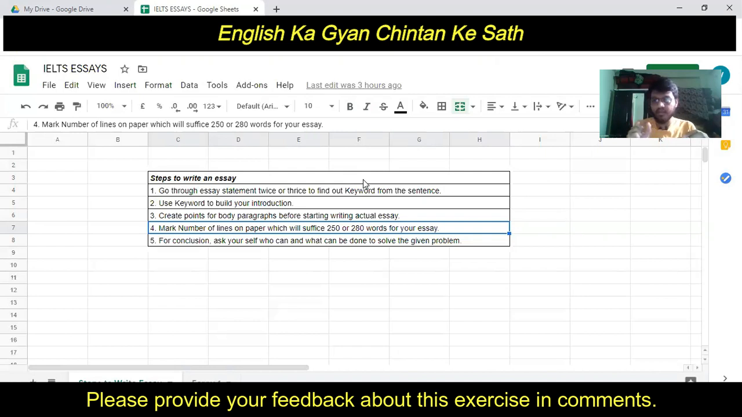Before you start writing your essay in your real examination, it is really necessary to mark that up to this particular line I will write my introduction, these many lines will cover my paragraph number 1 for the body, these many lines will cover my paragraph number 2, and these many lines I will utilize for my conclusion. That kind of planning has to be there before you start writing any essay for the IELTS examination.